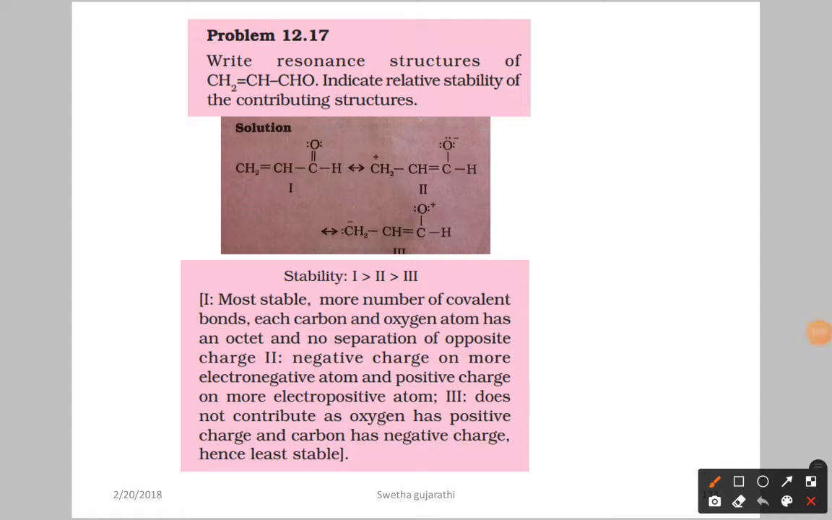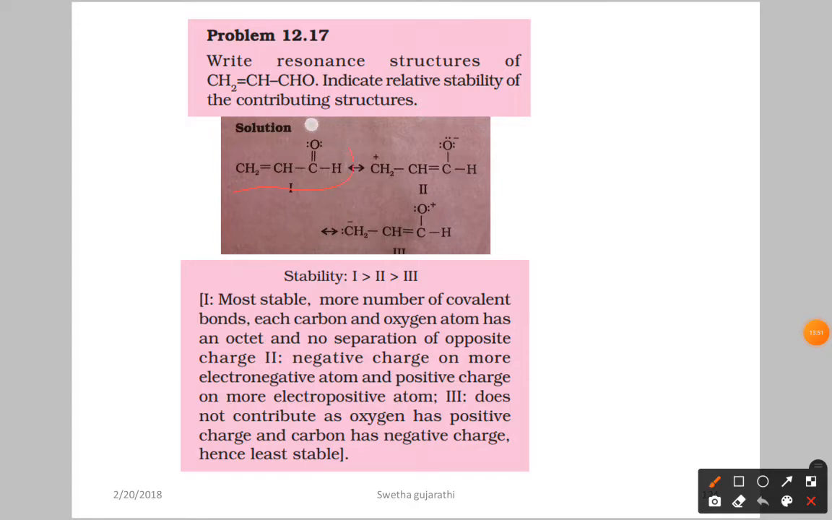Next, what is the question we have? Problem number 12.17. Write resonance structures of CH2=CH and indicate the relative stability of the contributing structures. So first we have to write the resonance structures. After that we have to tell which is the most stable structure. Okay.